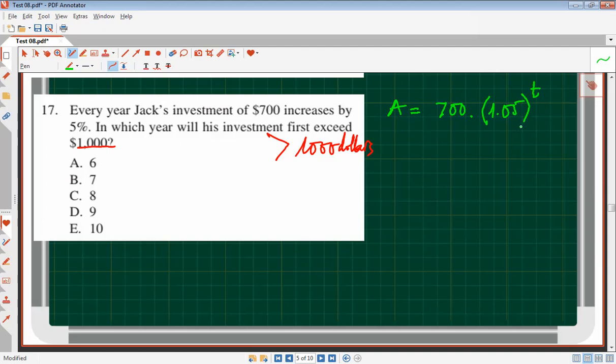I think that I should explain something here. So that is 1 plus 5%, that is 5 over 100. And t here is the number of years. Well, we can use a calculator to find the smallest value of t.